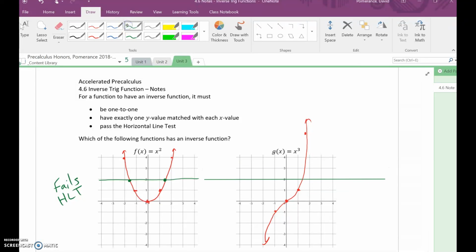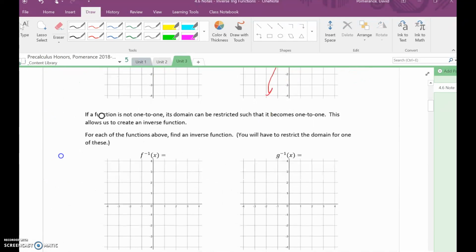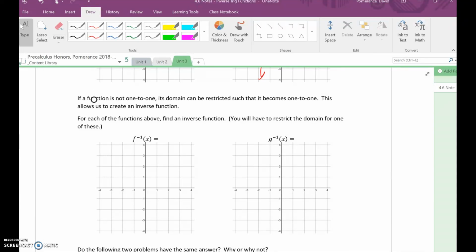So this passes the horizontal line test, which means that exactly one y value is matched with each x value, and it also means it's 1-to-1. All of these three things mean the same. So what are we looking for? We are looking for what each function's inverse is, but we can't find an inverse function for x squared because it fails the horizontal line test. So we have to restrict its domain.